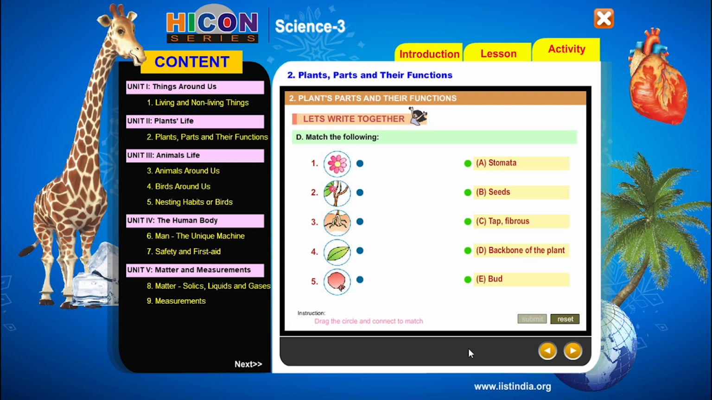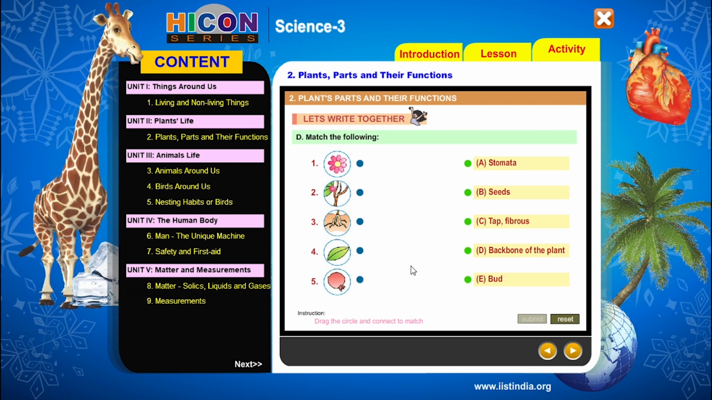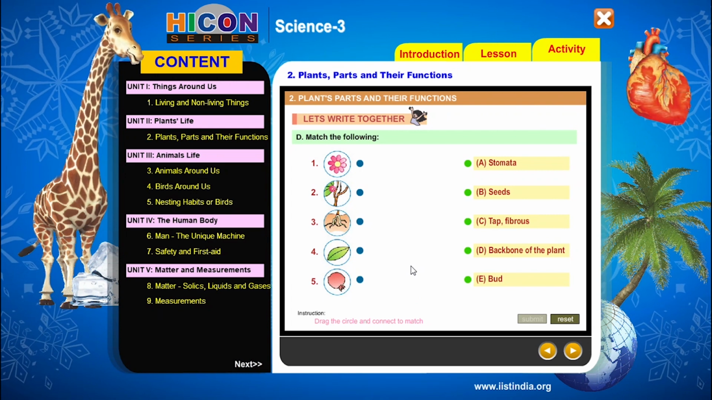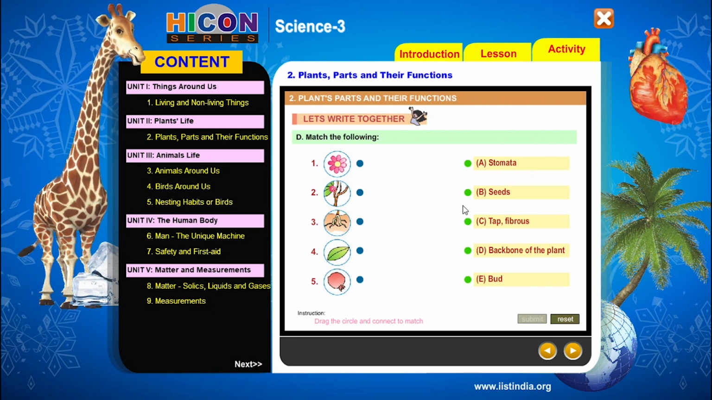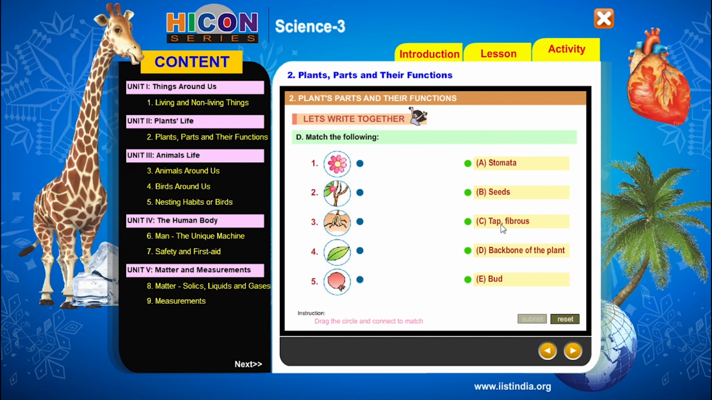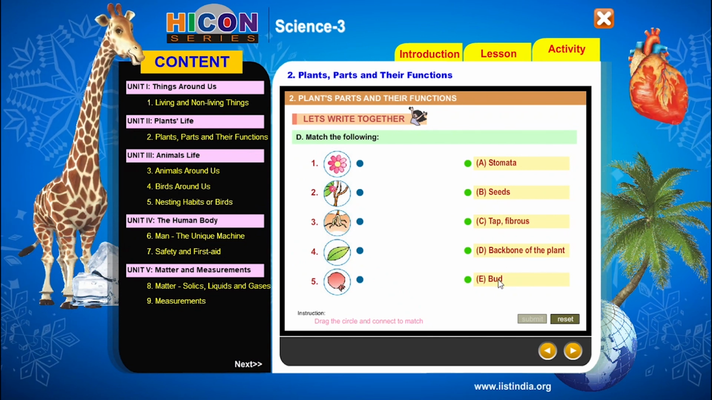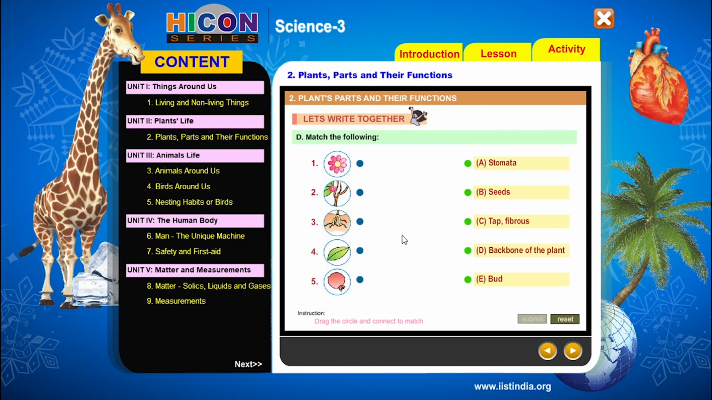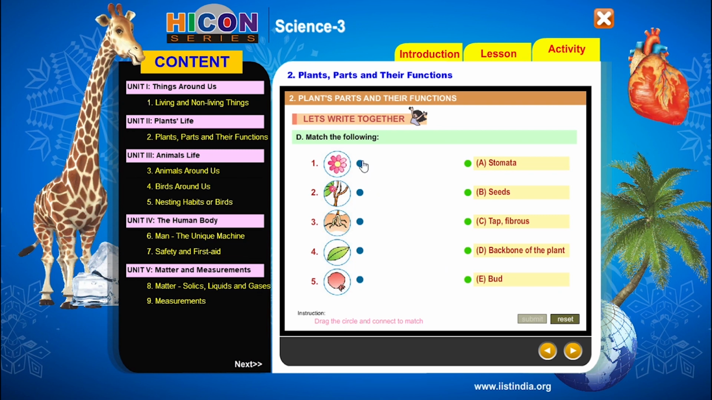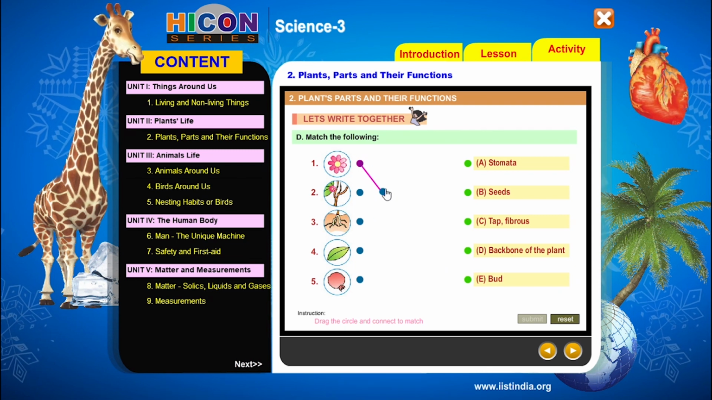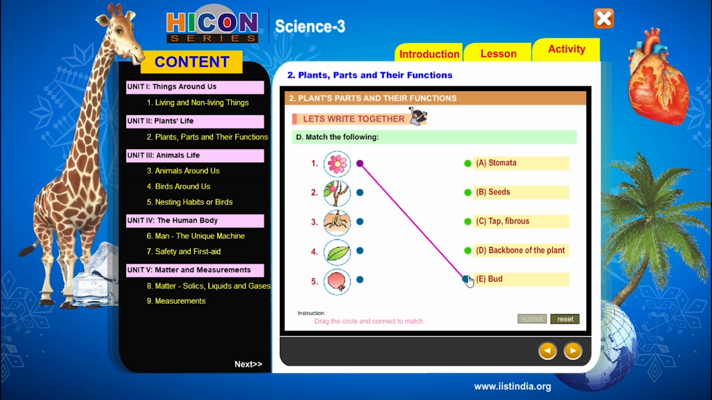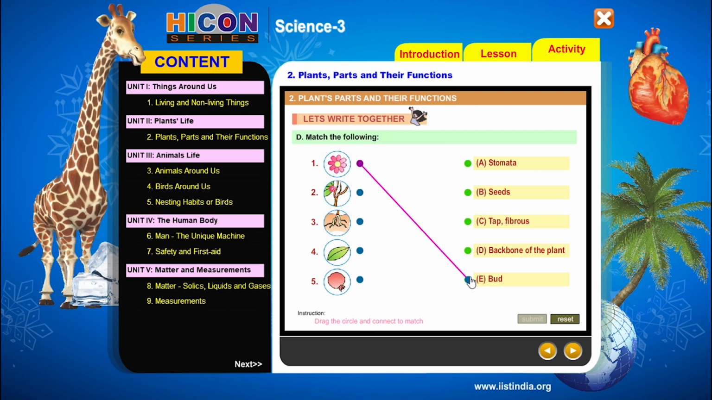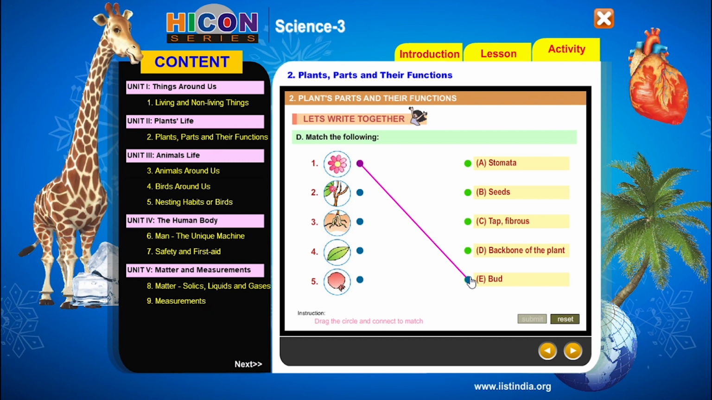So children, see the first one. The first one represents a flower. Options: stomata, seeds, tap fibrous, backbone of the plant, bud. So which one is correct for the first flower? Flower comes from bud. So this is the correct pair. So match the flower and bud. Bud will grow into a flower after some days. That's why we have to match those two.